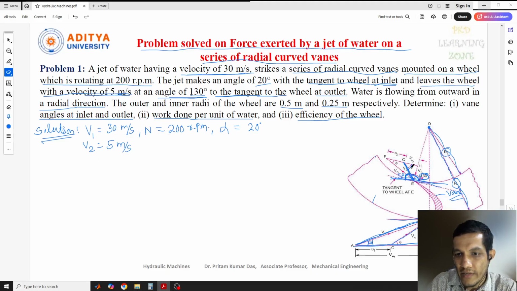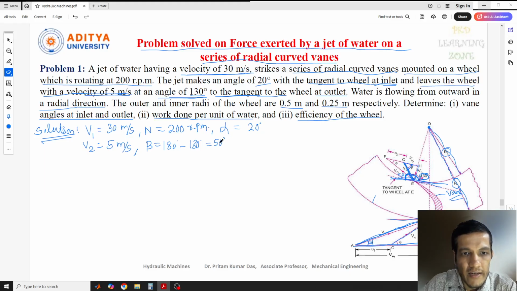If this is 50 degree, then opposite angles are equal in the triangle. So this is 50, which means this one can also be taken as 50. So we can write beta equal to 180 minus 130. The angle at the outlet condition, beta, we got as 50 degree. Alpha is already given in the question as 20 degree.